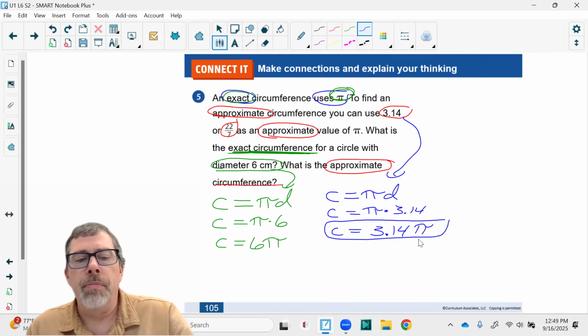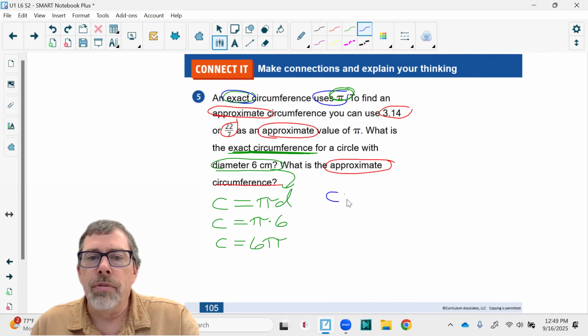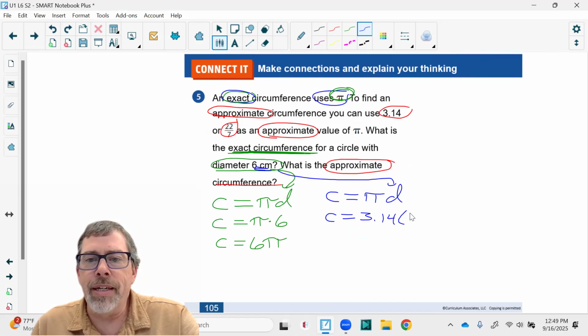Oh, I'm sorry. Made a mistake there. C equals pi D. Let me go back. C equals pi D. I meant to put the diameter in here. So instead of using pi, I'm going to use an approximate. C equals 3.14 times my D, which is 6. Okay, sorry about that. And then C equals 6 times 4 is 24.